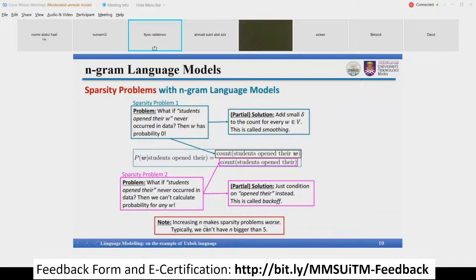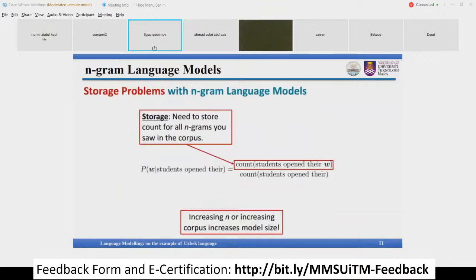Also, increasing n makes sparsity problems worse. Typically we cannot have n bigger than 5 grams. And the next problem is the storage problem with n-gram language models. Storage: you need to store counts for all n-grams seen in the corpus. And increasing n or increasing the corpus increases the model size.